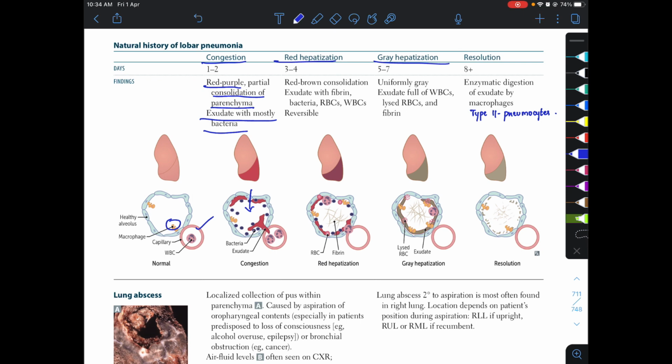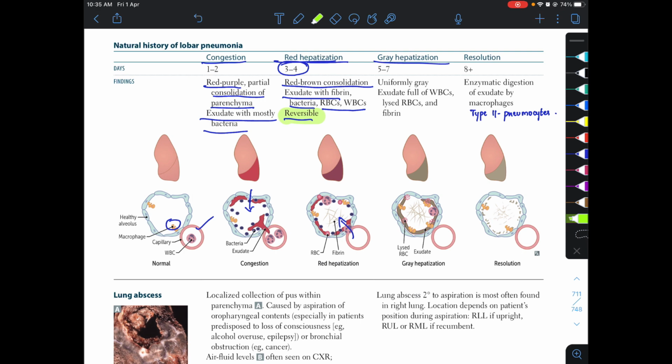Next we have the red hepatization stage. This is called red hepatization because the lung will look like a liver, and this occurs around 3 to 4 days. Here there is a red-brown consolidation because of exudate with fibrin and bacteria. There will be RBCs, WBCs. As we discussed in the pathophysiology, other WBCs and leukocytes will enter the site of infection from the surrounding capillary. Hence, during red hepatization, there will be red blood cells and WBCs and the exudate with fibrin. And even the red hepatization stage is reversible.